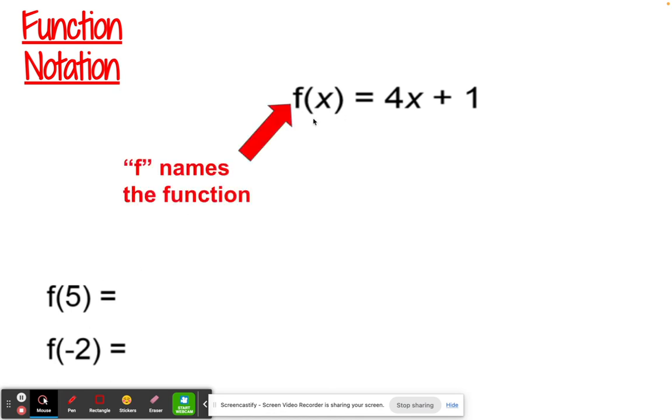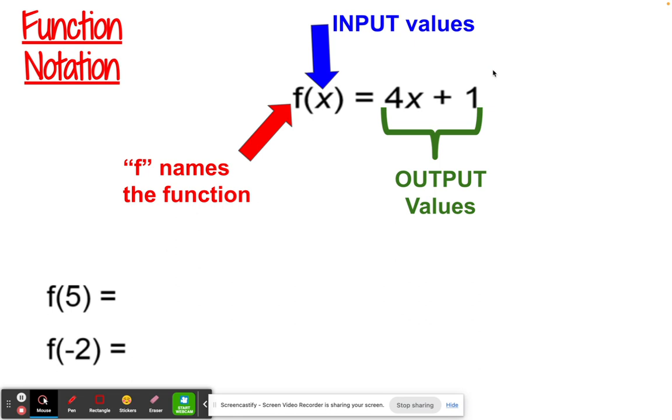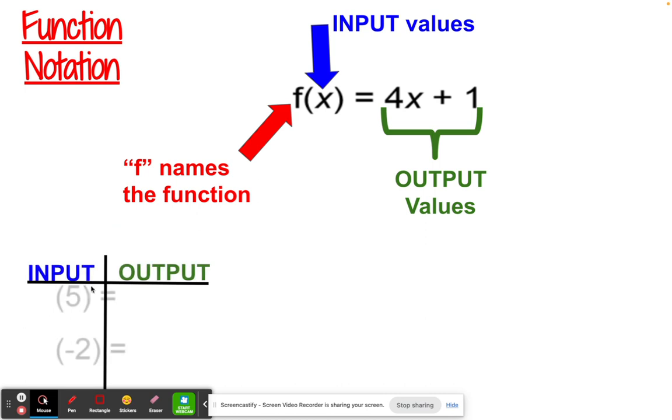So the f names a function, and these are our input values, our x. Whatever you put in for x, you're going to get your output values. And we already did these. I had my 21 and I had my negative 7.